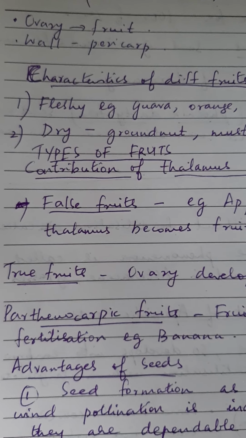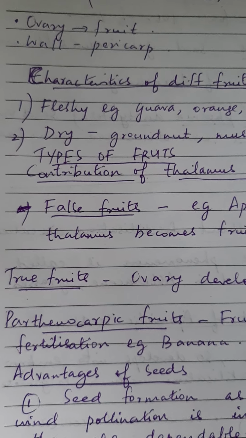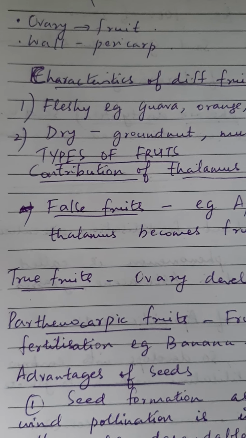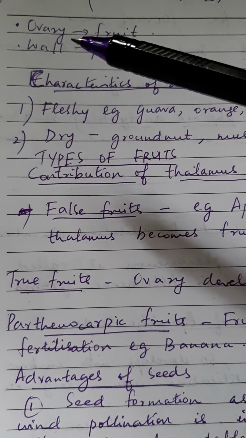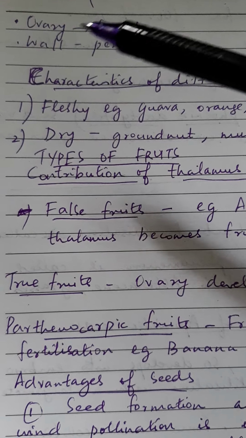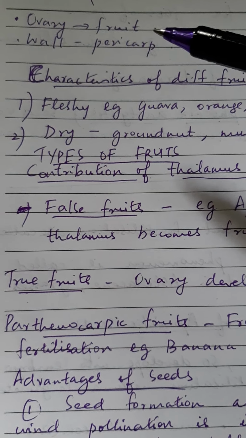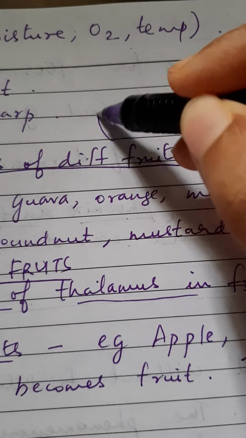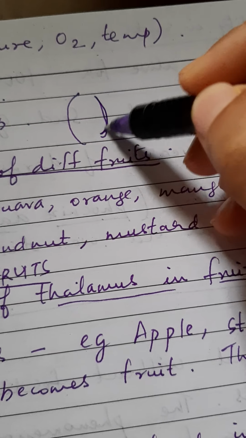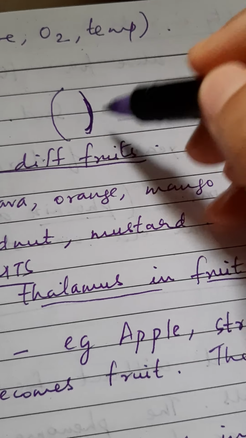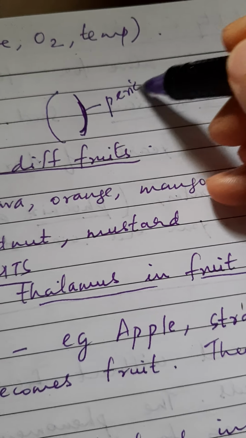The other parts of a plant after fertilization: one is the ovary. After fertilization, the ovary will be called a fruit. And the ovarian wall is called the pericarp.